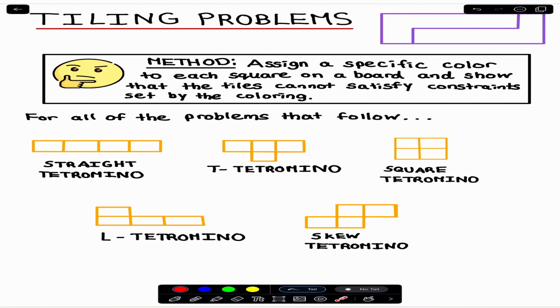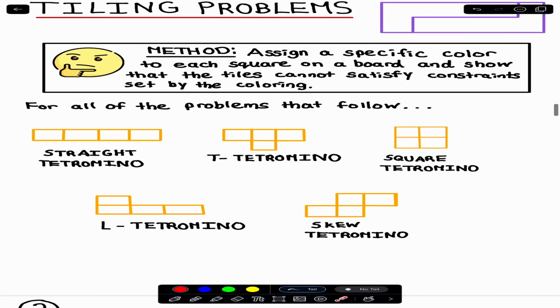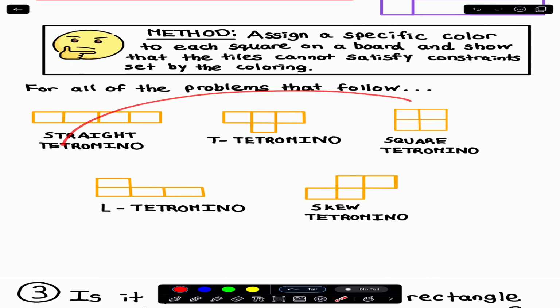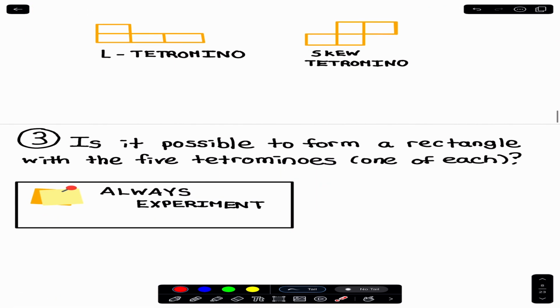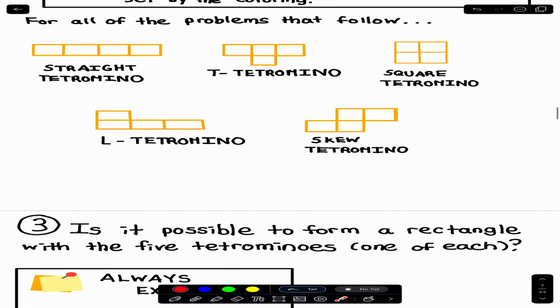Square tetramino, again, square shape. L tetramino, kind of like a long L like this. And then, as usual, you always have one weirdo in every group, so this is skew. Okay? Let's get into it. Let's do some fun stuff with these five guys. Anyways, let's get into it.